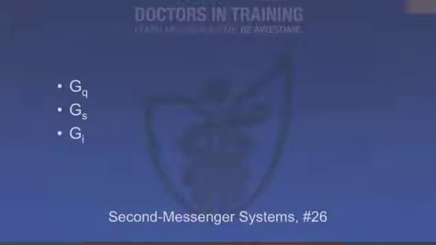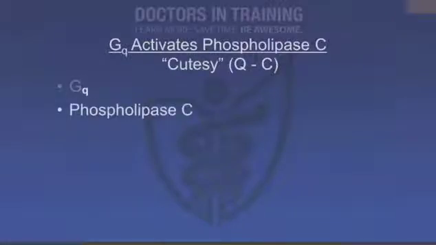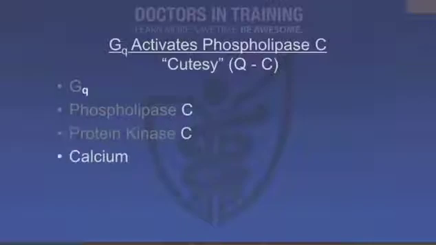So there are three classes of G proteins that are important to talk about: GQ, GS, and GI. GQ is the class of G protein that activates phospholipase C. You can think of the word cutesy. GQ activates phospholipase C, whose products increase protein kinase C and calcium, C for calcium, so cutesy.